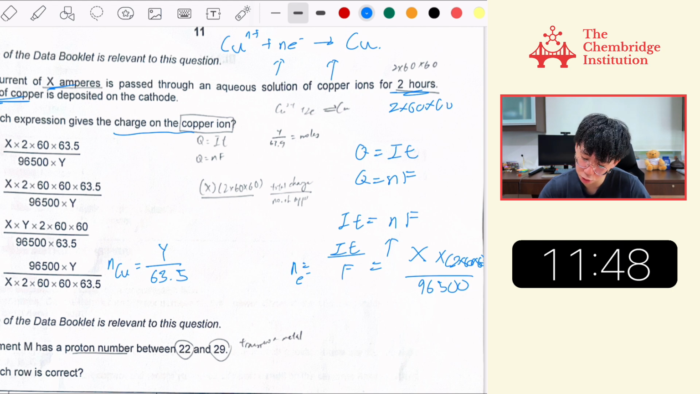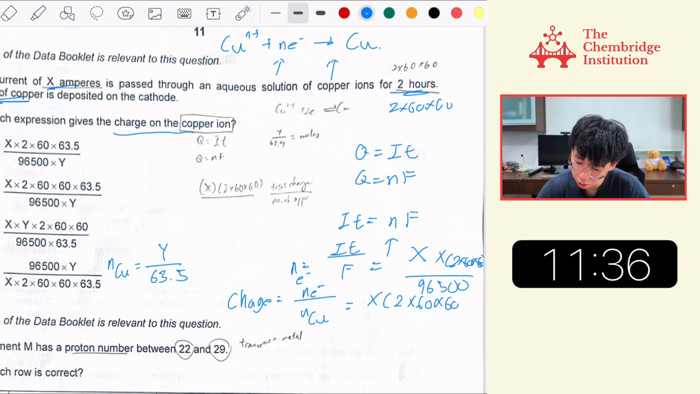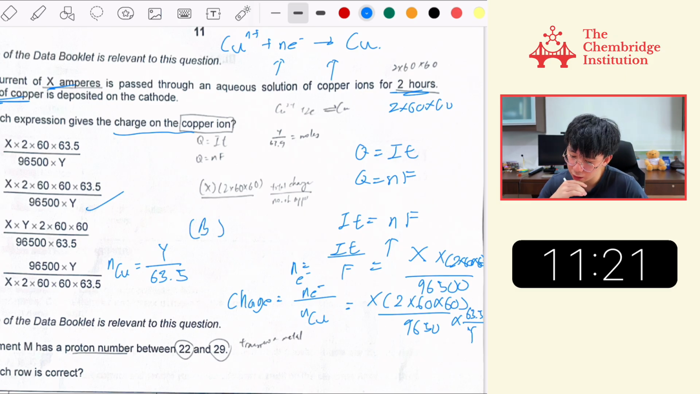So you basically need the charge, which is equal to n(e-) over n(Cu). This is just X, then it's 2 times 60 times 60, then 96500, and then I need to flip, so it's just 63.5 times Y, divide by Y. And I'll pick B. Yep, so that's probably the answer over here.